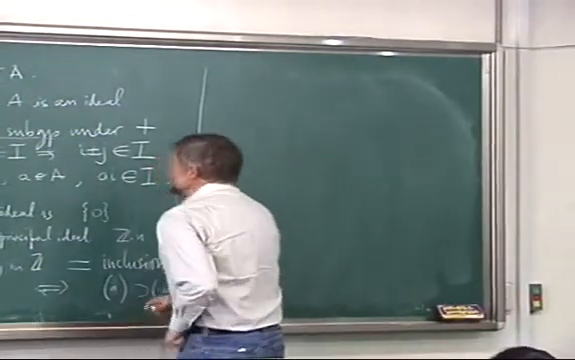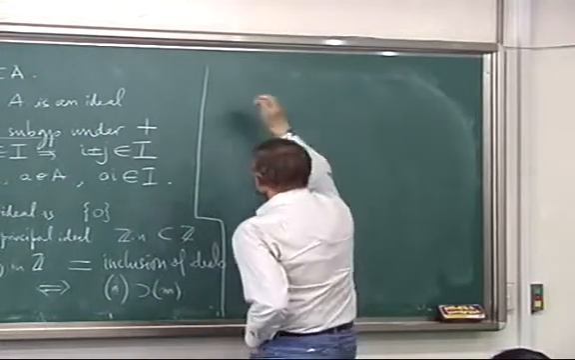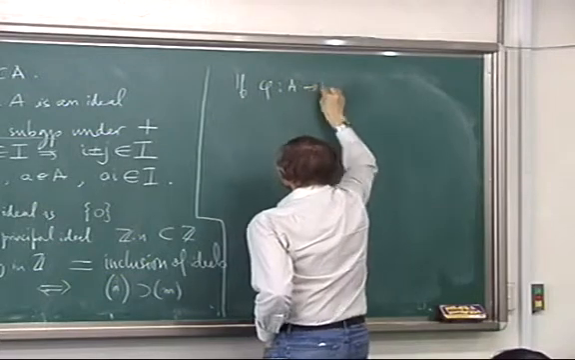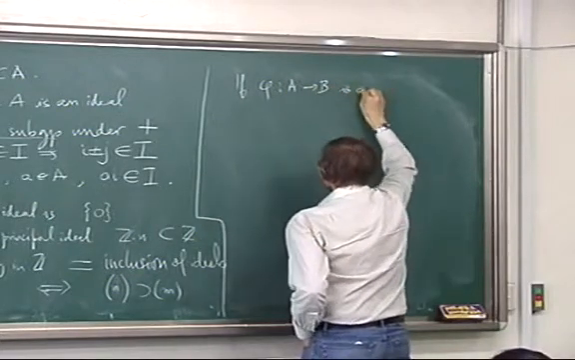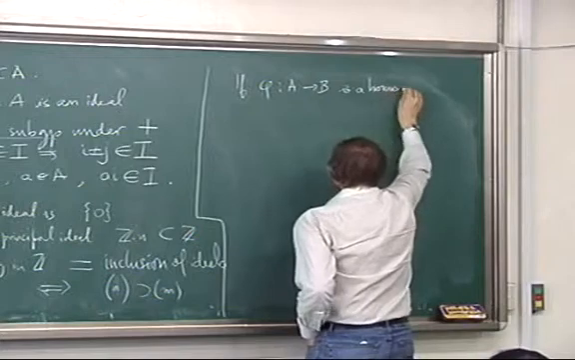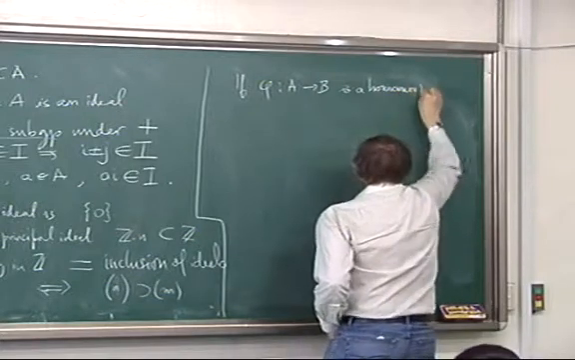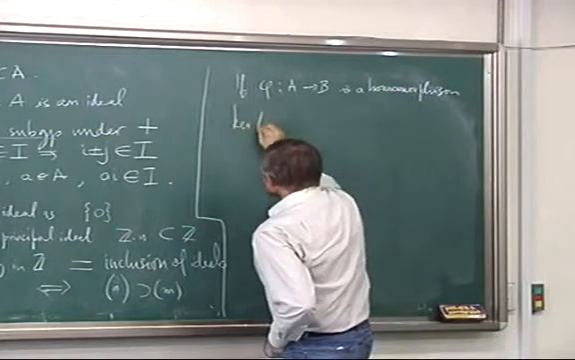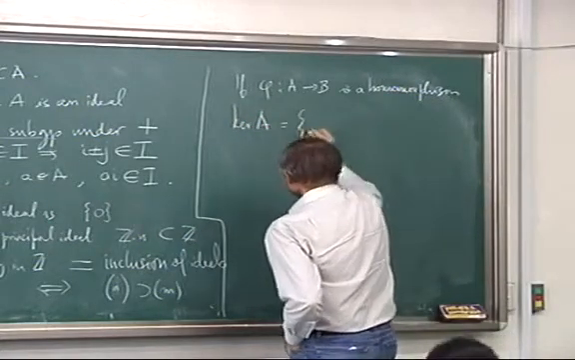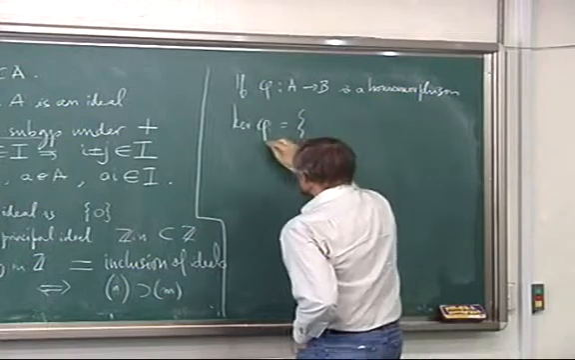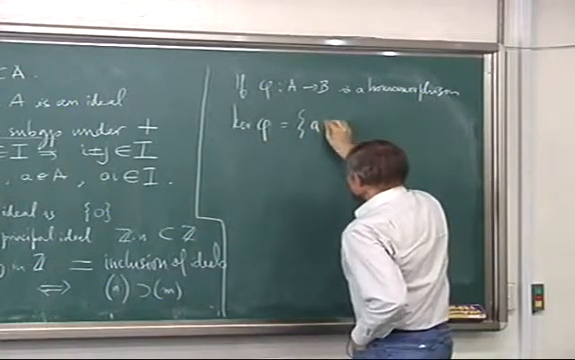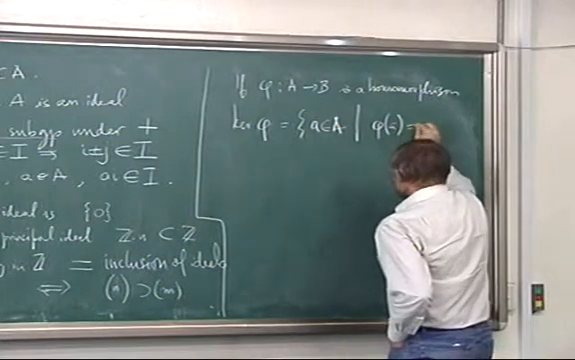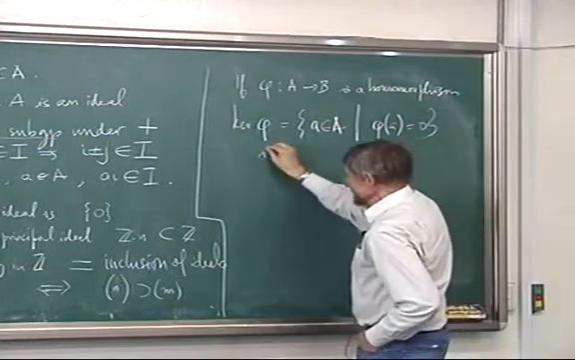I hope everybody knows that if phi from A to B is a homomorphism, then the kernel of phi is the set of elements a in A such that phi of a is 0. This is an ideal.